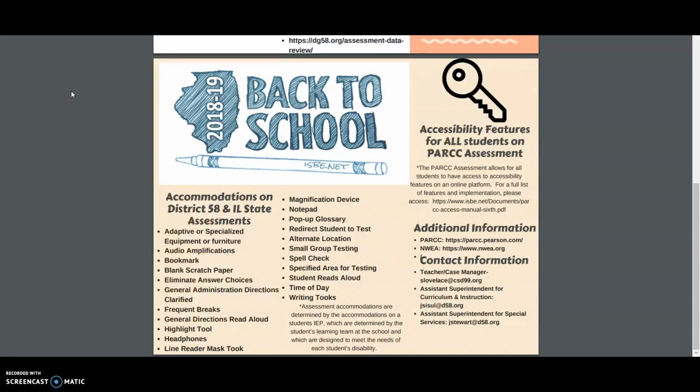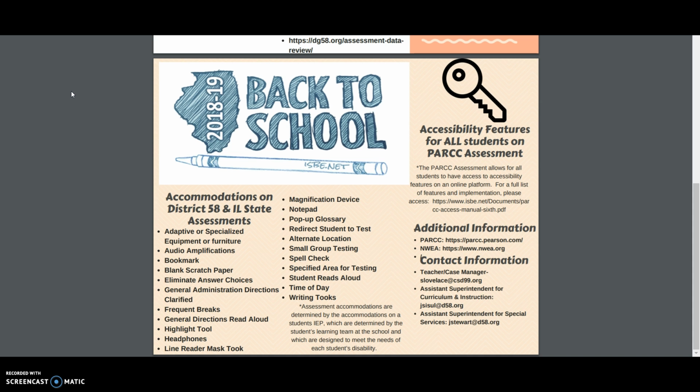But anyhow, I listed all the accommodations but specified that the accommodations that we would use for a given student would be something that they would already be using in the classroom on a regular basis and something that we've already identified in their IEP. I also put some information on the last page, which was the accessibility features for all students on the PARCC assessment, which I really didn't realize was a part of the PARCC assessment.